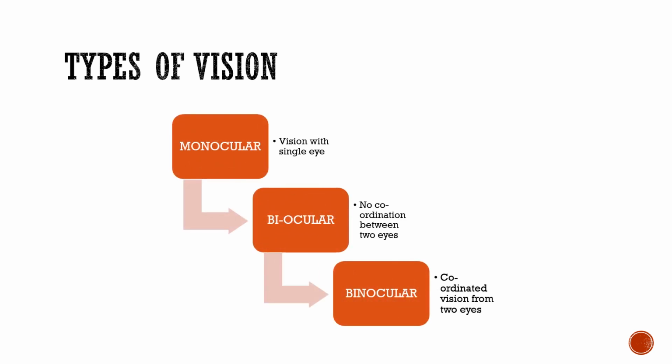Monocular, biocular, and binocular. Monocular is when you view an object with only a single eye. Biocular is when both eyes have a different image but are unable to coordinate those images into a single one. Binocular is when both eyes see different images, and they club up together and coordinate to give one single image. That's called binocular.